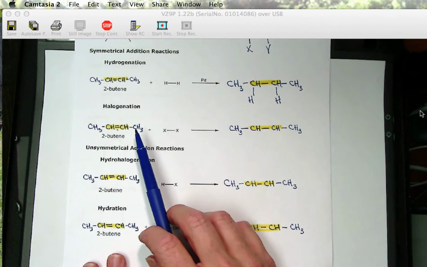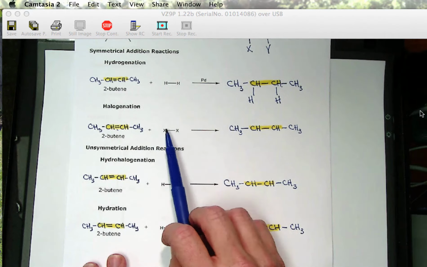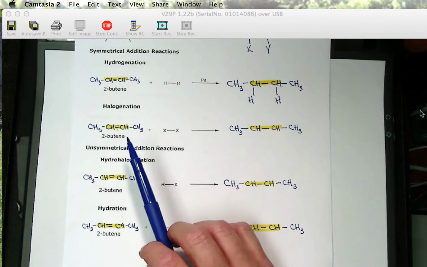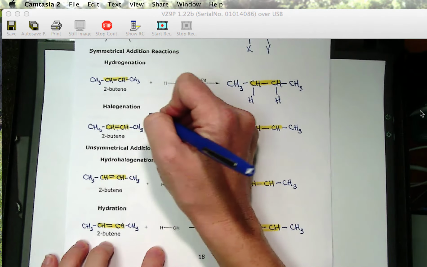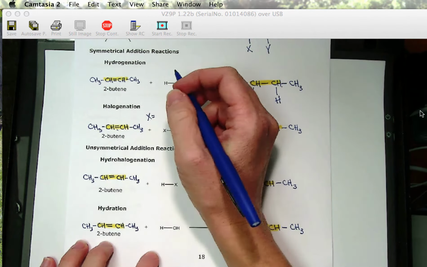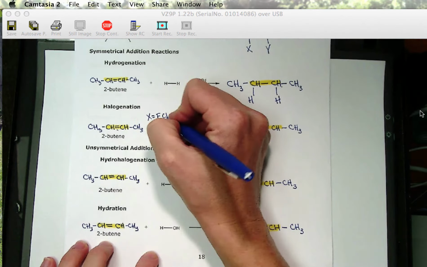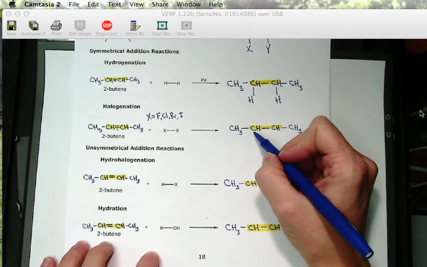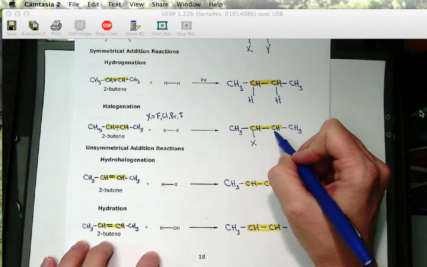With halogenation, this can be any halogen, whether it be chlorine, bromine, fluorine, or iodine. So X could be chlorine, bromine, or iodine. So you're just going to put your X coming off of here.